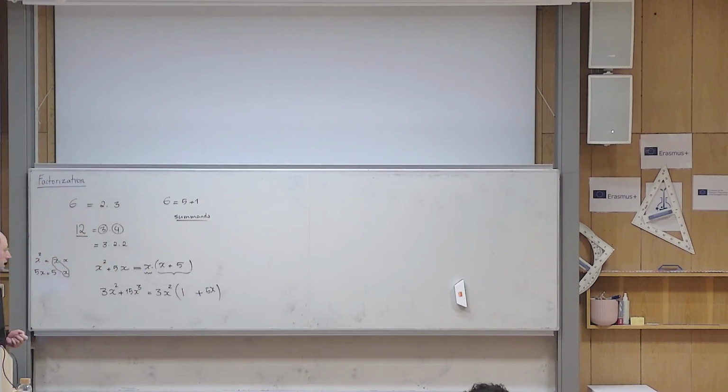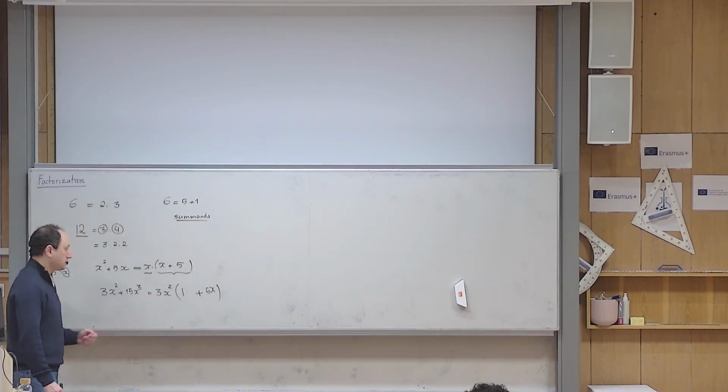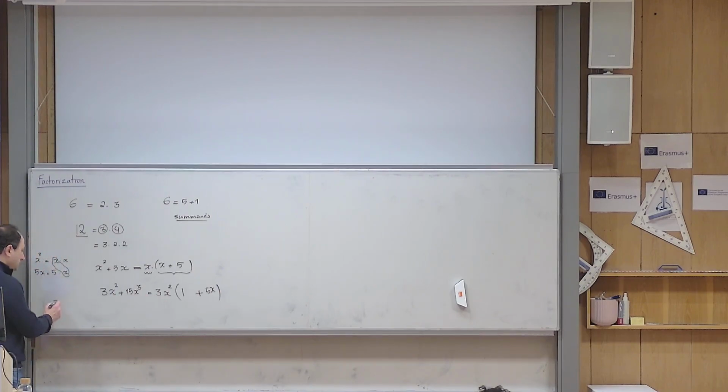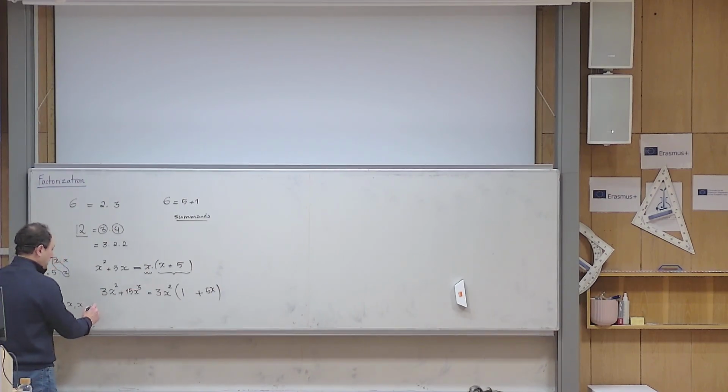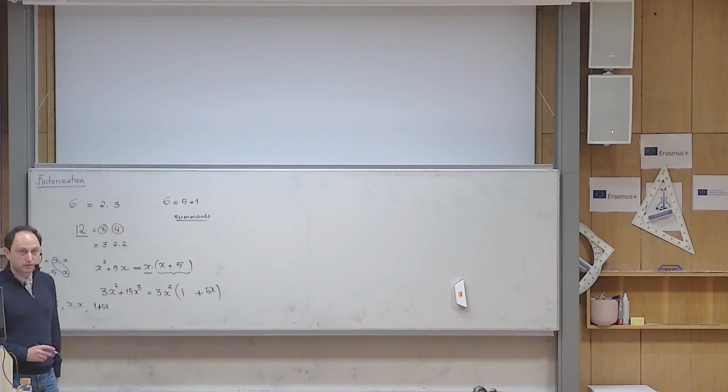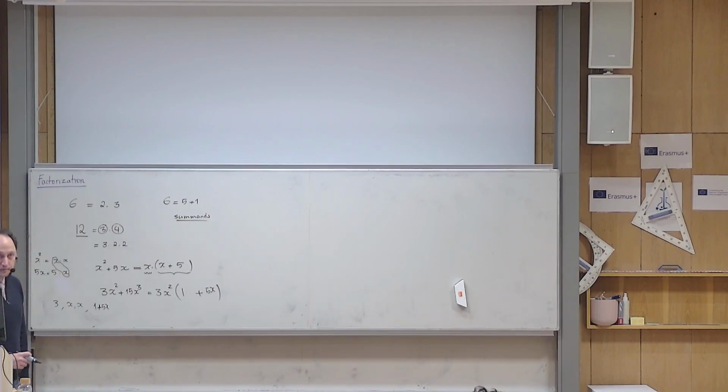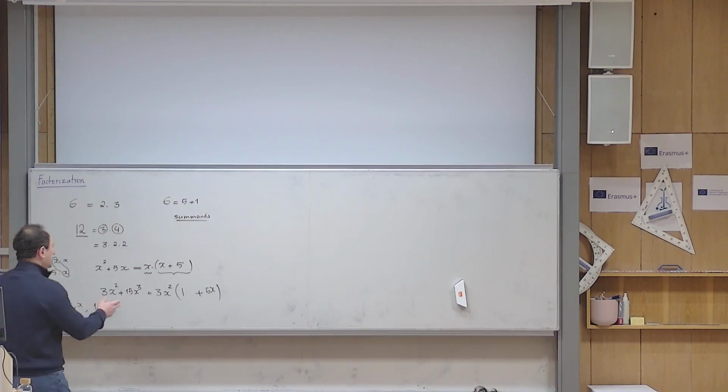And this is your factorized form. If I ask you how many factors you see here, you see I have a 3. I have 2 factors of x because that is x squared. And then I have one factor which is 1 plus 5x. So I have 4 factors of this expression. Is that clear? So in principle, factorization is simple.